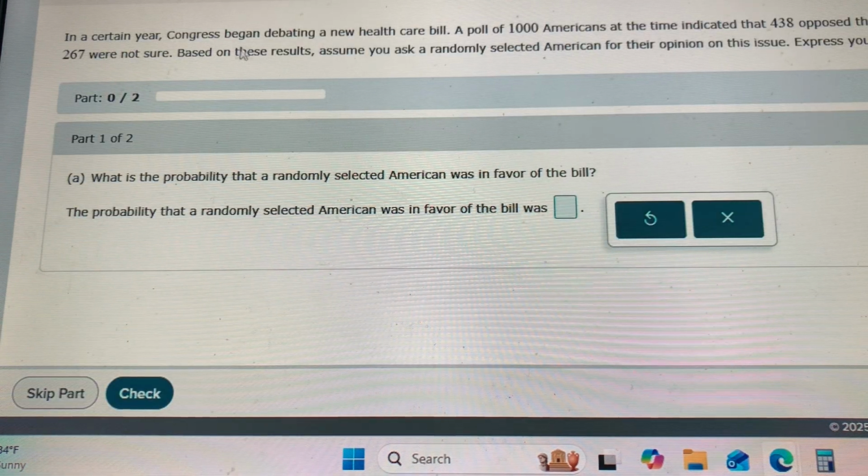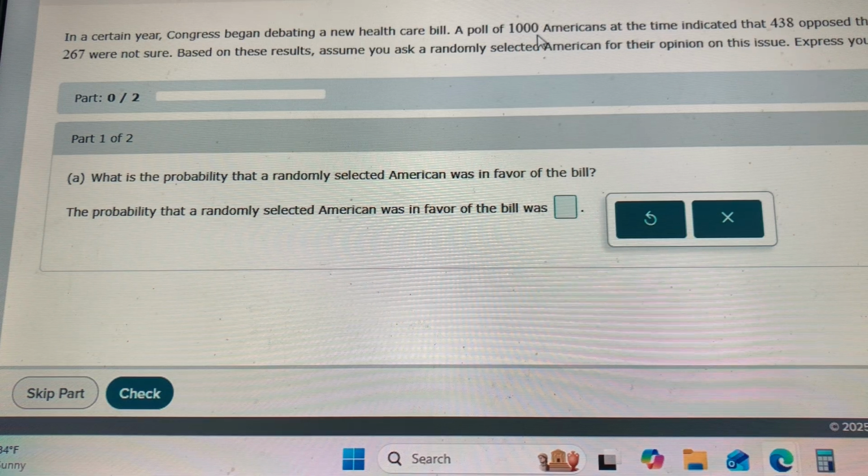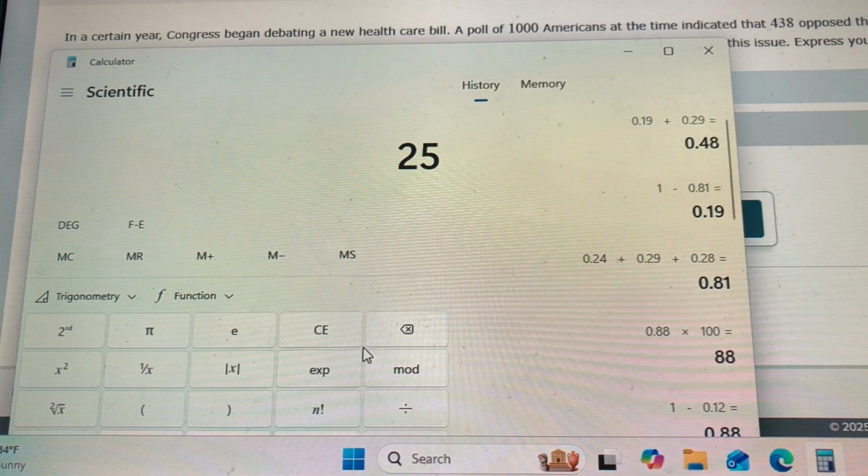Okay, in a certain year, Congress began debating a new health care bill. If only they would do that now. A poll of 1,000 Americans at the time indicated that 438 opposed the bill, 295 favored the bill, and 267 were not sure. You assume you ask a randomly selected American, what is the probability the randomly selected American was in favor of the bill? So this is just good over total, literally. There's 295 that favor the bill. There are 1,000 total. I don't think they'll put a fraction here, but it's literally 295 good cases out of the 1,000 people total asked.